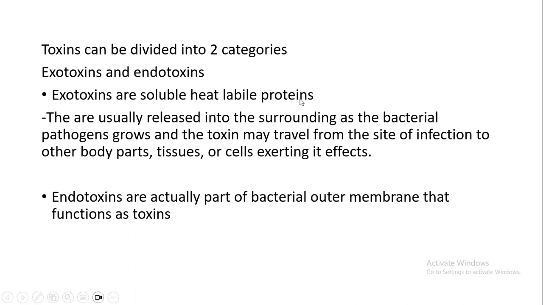They are soluble heat labile proteins. They are released into the surrounding as the bacterial pathogen grows, and the toxin may travel from the site of infection to other body parts, tissues, or cells, exerting its effect. The second type of toxins are endotoxins, which are actually part of a bacterial outer membrane that functions as a toxin.